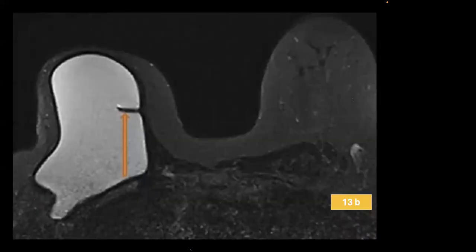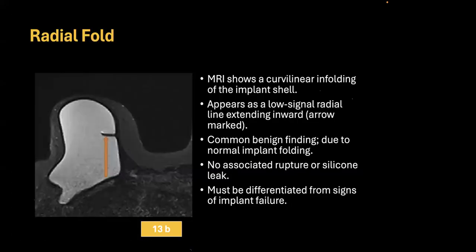What do you think this is? Is it pathological or can it be found normally? So not every time it has to be pathological. This is just a radial fold. And as of now, there is no capsular rupture. So this is a normal finding which we can see commonly.